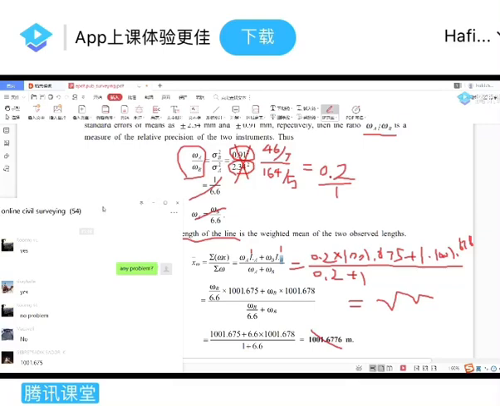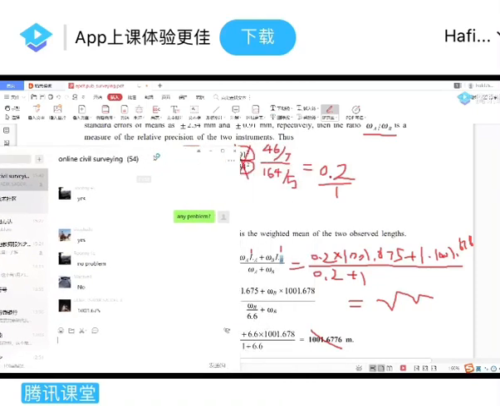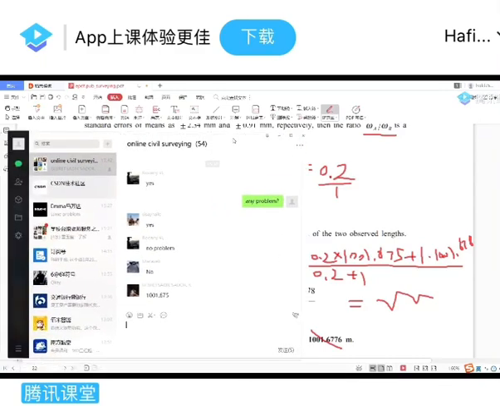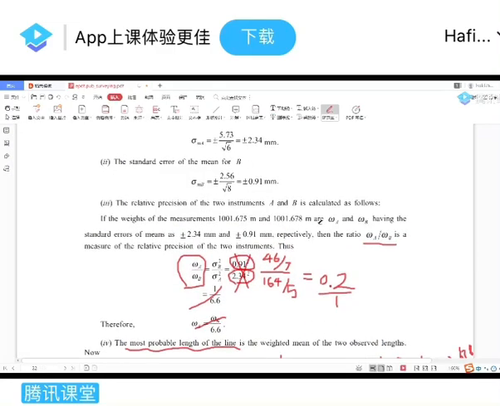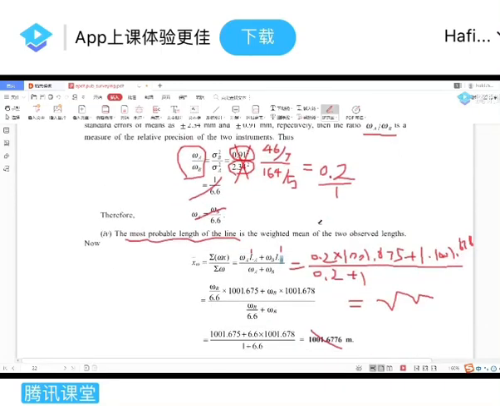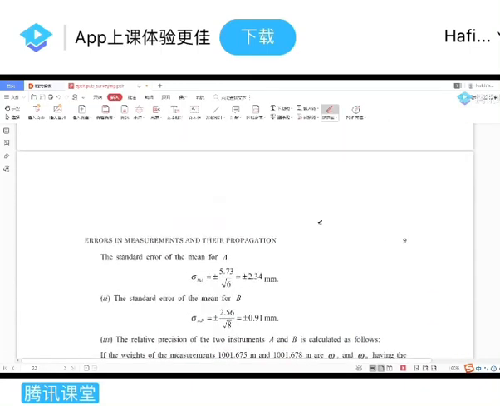But indeed it's 0.2. So it's 1001.675. So that's the final solution. If he is right, that will be the final solution. Hopefully he's right. Anyway, we'll treat this one as homework later on. I'll make an example for you to do the homework, because this one is very important.